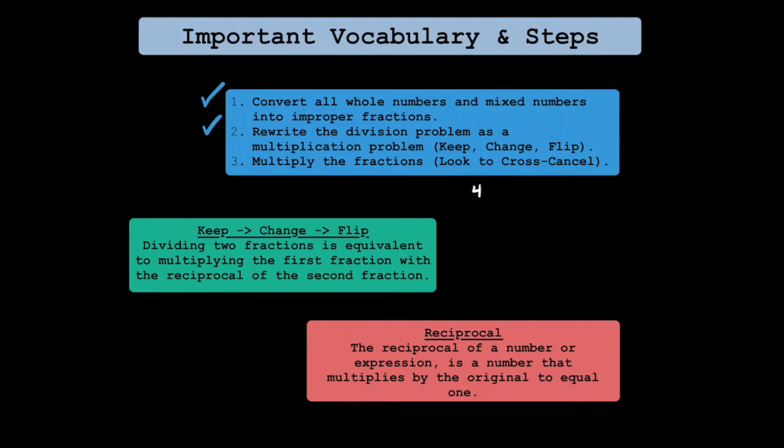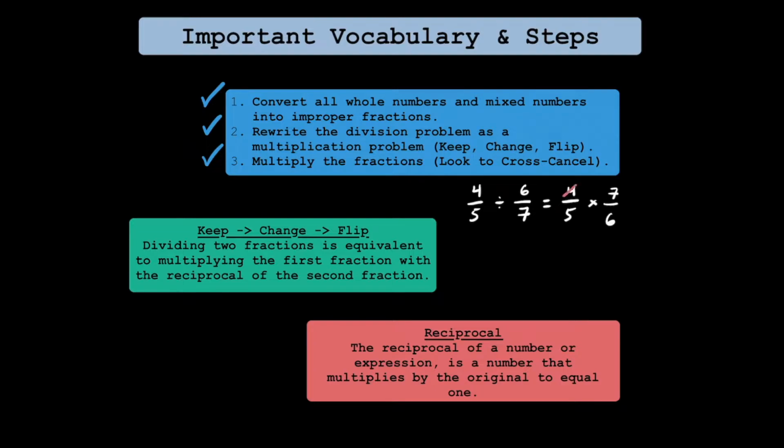If you had a division problem like 4/5 divided by 6/7, you would rewrite it as 4/5 multiplied by 7/6. Here's the keep, here's the change, and here's the flip. Once you've rewritten the division problem as a multiplication problem, just multiply as you typically would. Here we're going to multiply the fractions, but we're going to look to cross-cancel if we can.